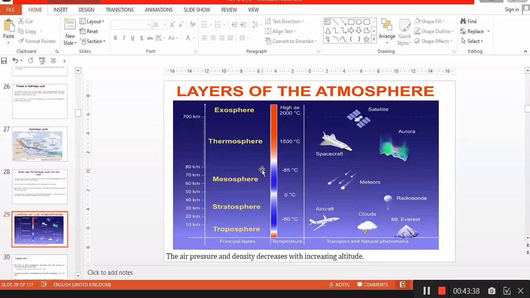You just write these names only. Don't worry about these things. We will discuss all these later. You just put this one, atmospheric layers. Then write these five layers. Then we will discuss this later.